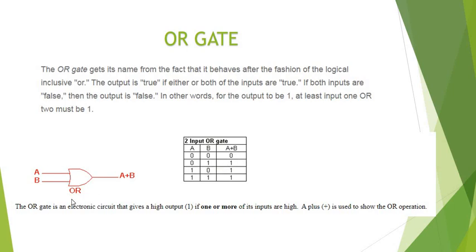So the terminal A plus B, as shown here, and the plus is used to indicate the OR gate function. I hope you understood this too.